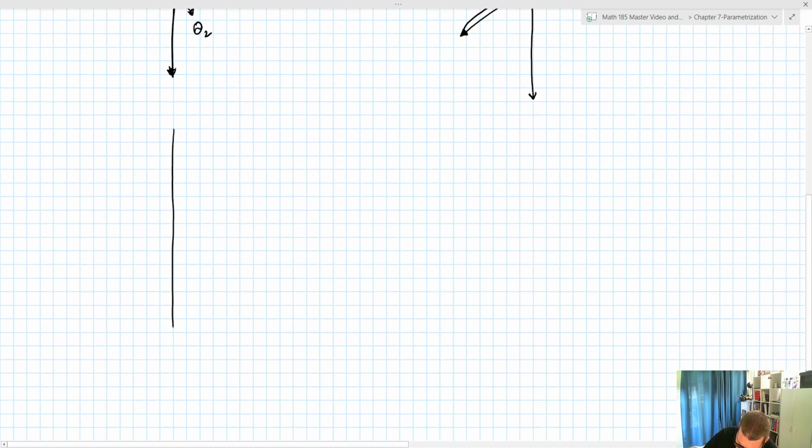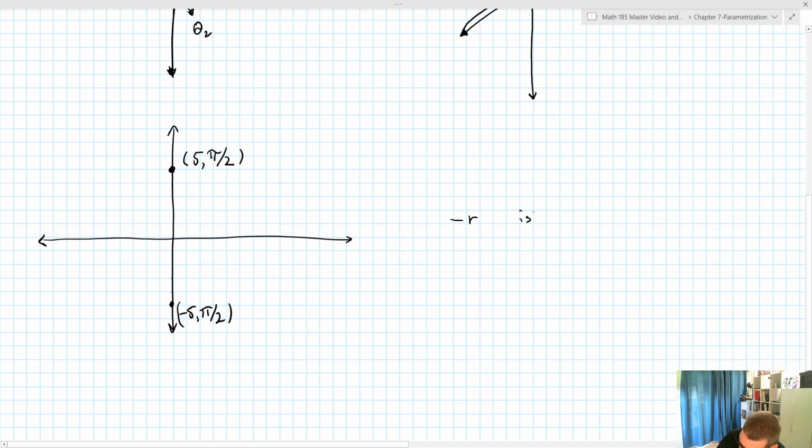Let's say, for example, that I have the point, let's call this 4 pi over 2, or actually that's 5 pi over 2. Let's call that 5 pi over 2. Negative 5 pi over 2 is going to be down here. What I'm doing here is, if r is negative, we will flip the point over the origin. Yeah, that's exactly it. We're going to flip it over the origin.